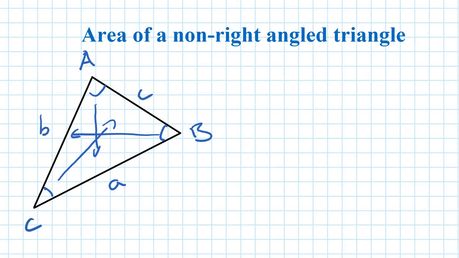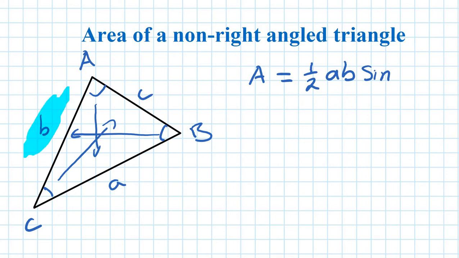Now, the rule for the area of a non-right triangle is this. Area is a half a b sine of the angle in between. Because we use a and b, the angle in between must be C. So you must use the angle in between, which in this case is C. So just remember that, side c. That's all. Keep that in mind for me.